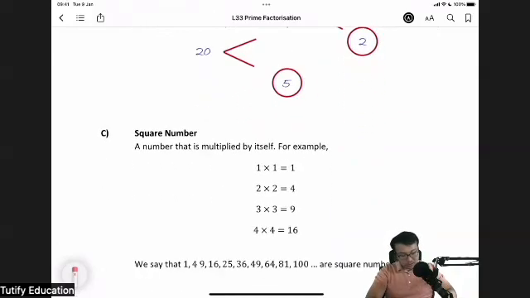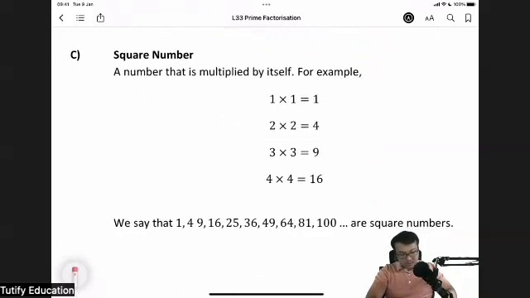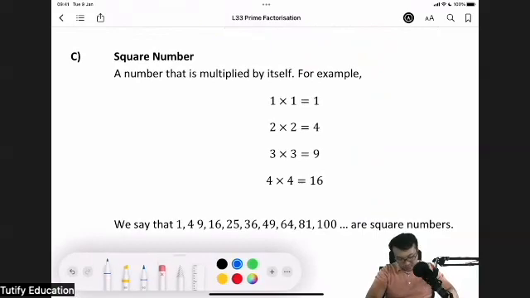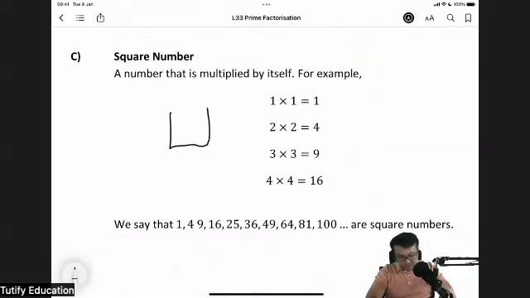We are also going to touch on square numbers. So what is a square number? Students, whenever you try to find the area of a square, they will tell you to take the side multiplied by the side. And since all the sides of a square are of the same length, for example, 5 and 5, you take 5 times 5, you get 25. And guess what? 25 is a square number.